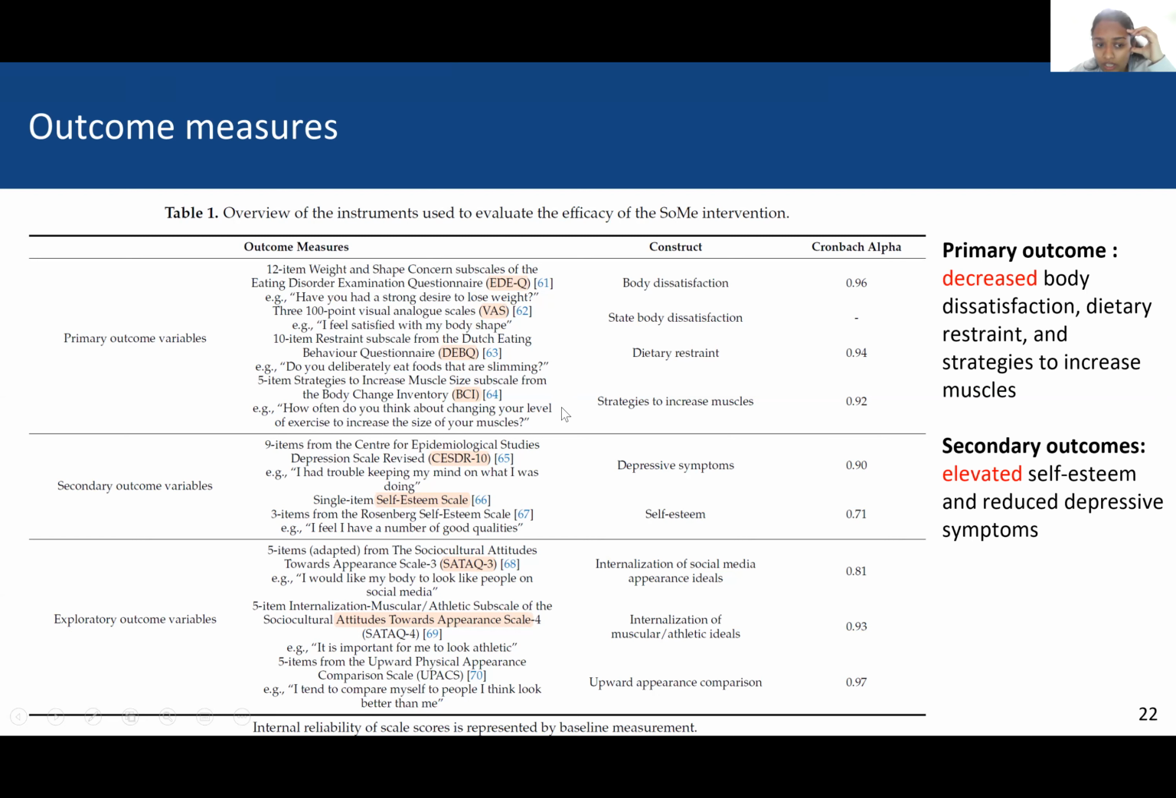So if you see in all the above questionnaires, only a higher score for the single item self-esteem and 3 item from the Rosenberg self-esteem scale, which was used to check the self-esteem, would show an improvement in the intervention group. A greater score would indicate a positive outcome. Whereas for all the other questionnaires, a greater score or an increase in score would indicate a poor effect of the intervention.